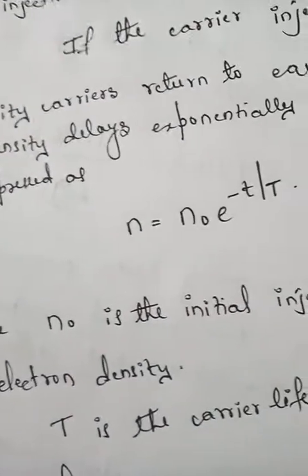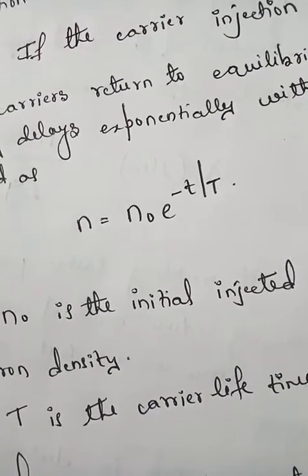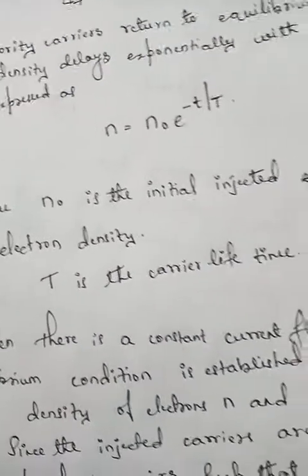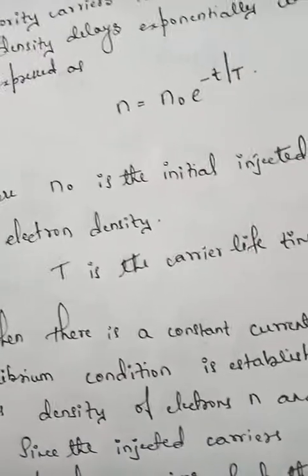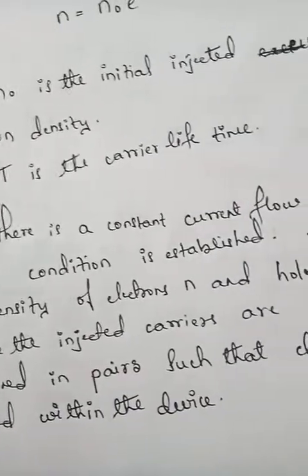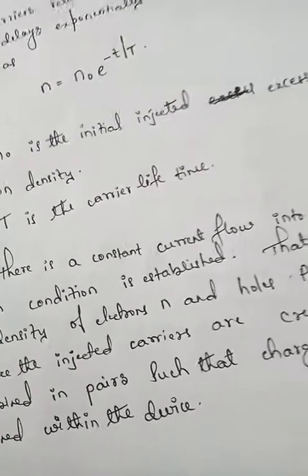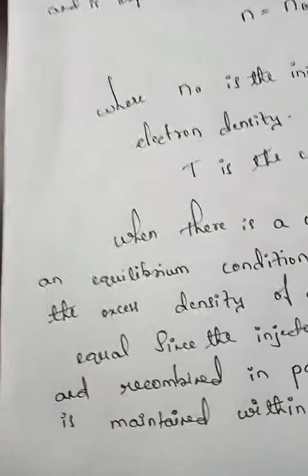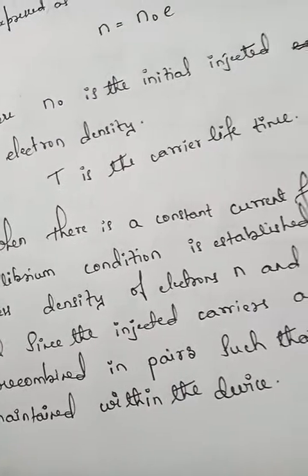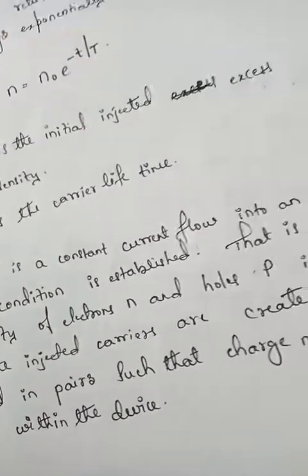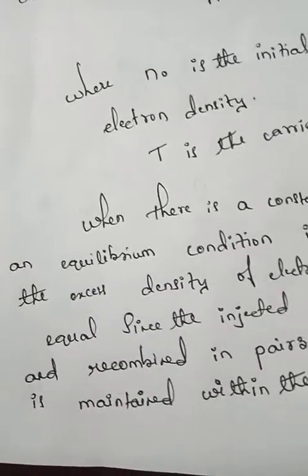The excess minority charge carriers, or the excess carrier density, decays exponentially with respect to time and is expressed as n is equal to n naught e raised to minus t by t, where n naught is the initial injected excess electron density and t is the carrier lifetime. When there is a constant current flow into an LED, an equilibrium condition is established. That is, the excess density of electrons n and holes p is equal.